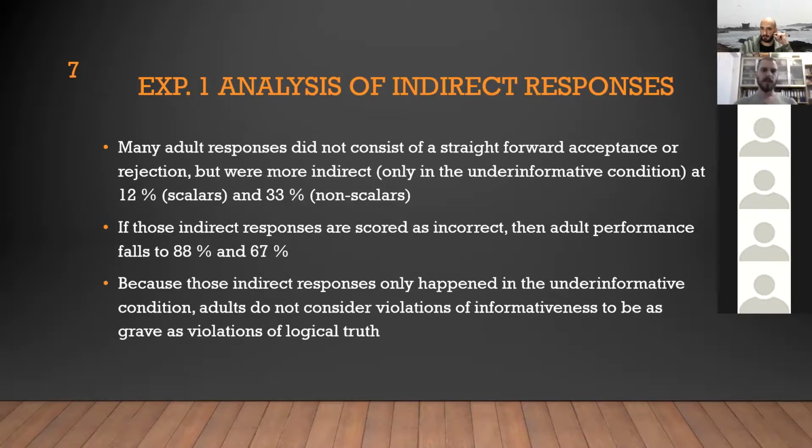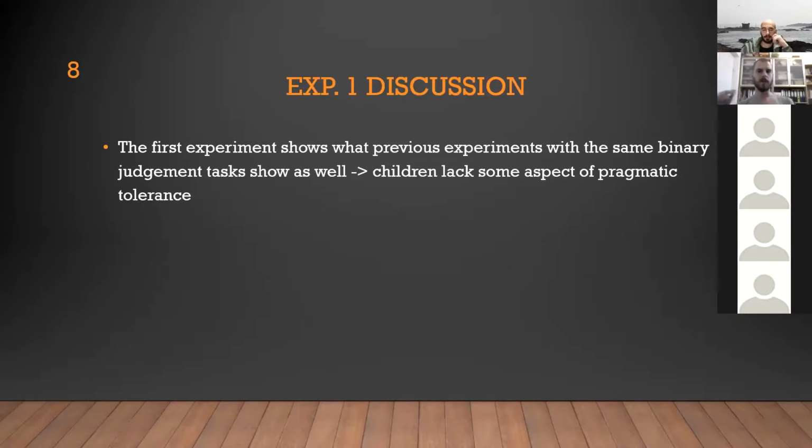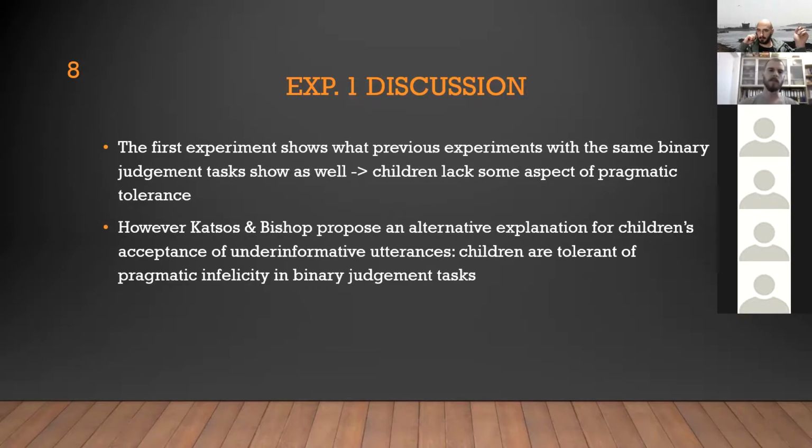But because those indirect responses only happened in the underinformative conditions, adults do not consider violations of informativeness to be as grave as violations of logical truth. They still accepted it kind of, because it is just like half true or something like that. So the discussion of the first experiment: the first experiment shows, as previous experiments with the same binary judgment task show as well, that children lack some aspect of pragmatic tolerance, so they basically replicated the other experiments they were talking about.